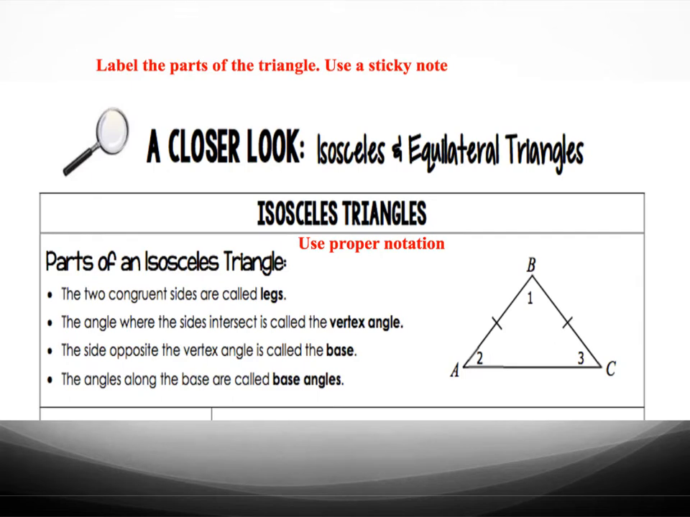If you would take a second to try to label the parts of the triangle, you can use a sticky note or you can use a pencil, in case you get it wrong, you can erase it. And what I would like for you to do is use the proper notation to list the legs, the vertex angle, the base, and the base angle. I'll give you a few seconds to do that, and then we'll work on it together.